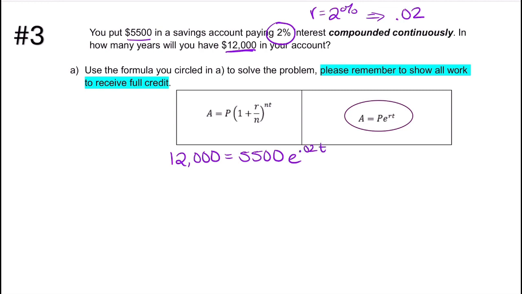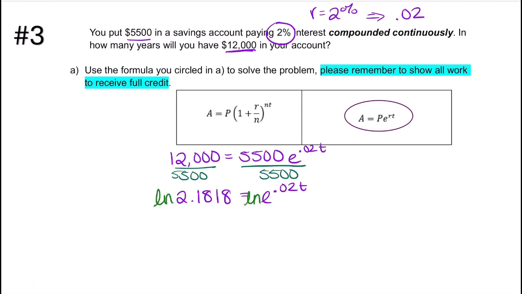Now what we need to do is solve for t, but we first need to get that exponential term by itself. So I'm going to divide both sides by 5,500. On the left side, we have 12,000 divided by 5,500, and so we get 2.1818, and that's equal to e to the 0.02 times t. Since we have e, we need to do the natural log of both sides. That's how we get rid of e.